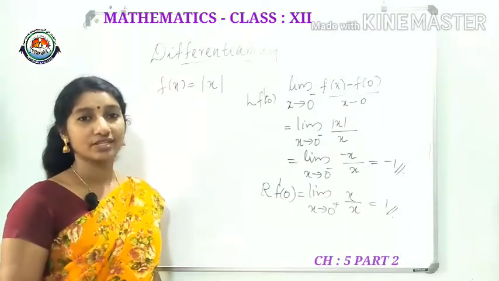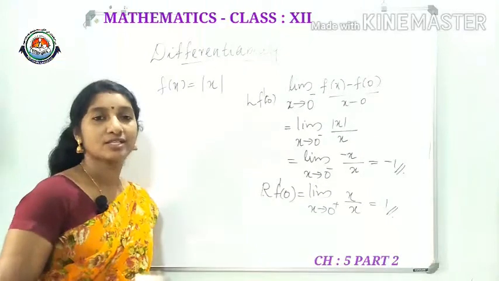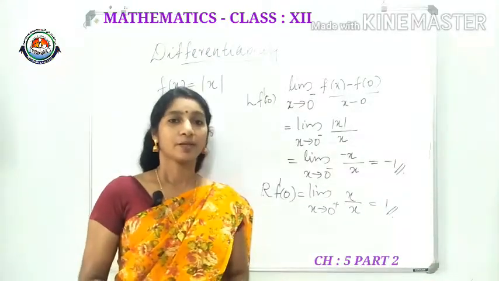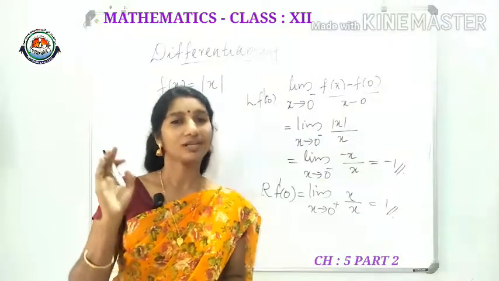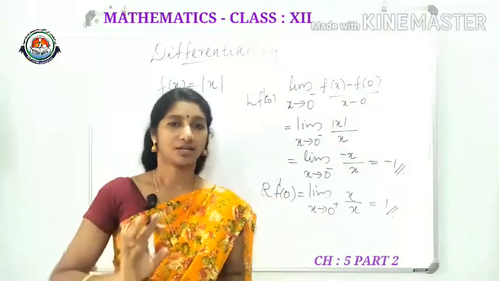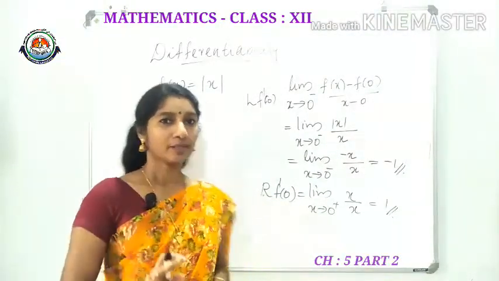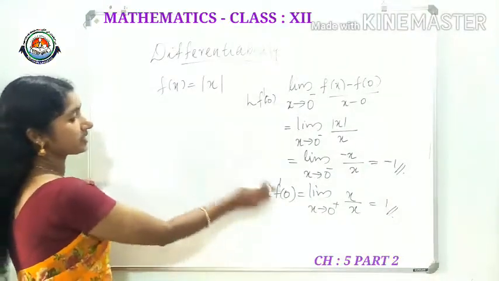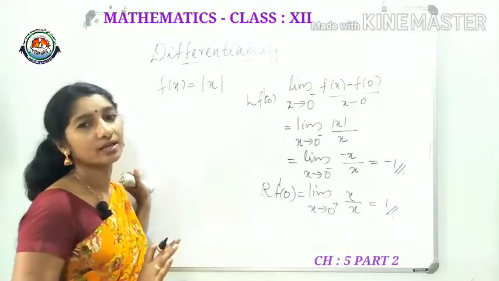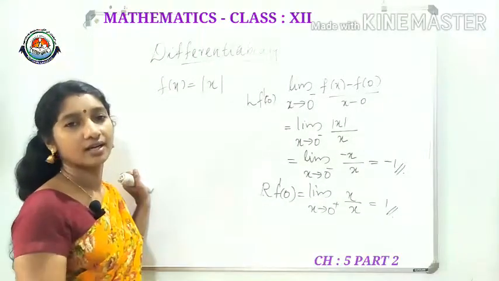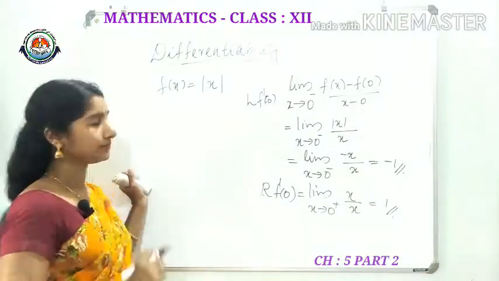But we know this function mod x is a continuous function. So what conclusion can we have? All continuous functions need not be differentiable, but all differentiable functions are continuous. Okay. So this function is continuous but not differentiable. But every differentiable function should be continuous. Only for a continuous function can we check whether it is differentiable or not.